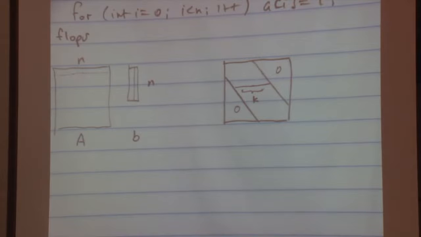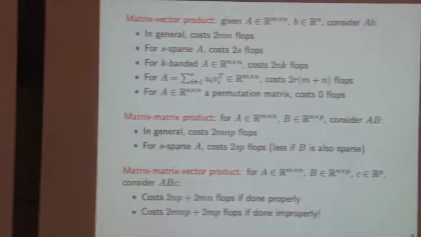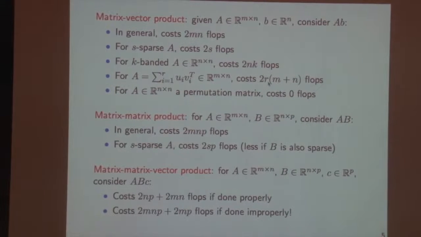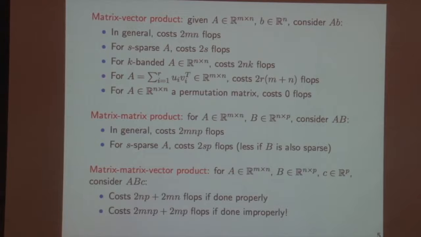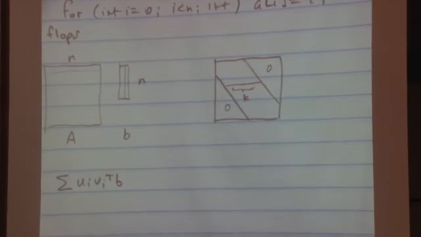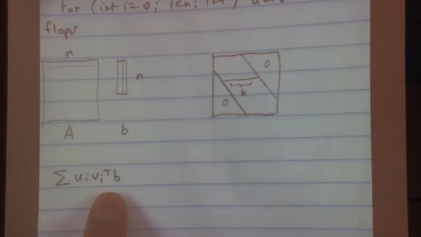If we could factor A as a sum of rank 1 matrices, and there's r of them, that means that A has rank r, then multiplying A by the vector B costs 2 times r times m plus n flops. You can see this in a couple of ways. The first way you can see this is by looking at it as follows. How expensive is it to do this inner product, v_i transpose B? It's 2n flops.